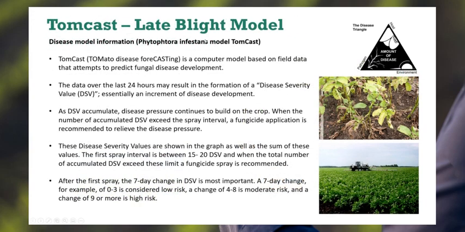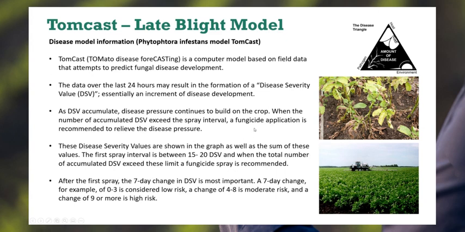So the Tomcast late blight model, one of the first developed, is a computer-based model to predict fungal disease development. It's driven off of data over a 24-hour period, and it results in what's referred to as a disease severity value, or a DSV. If the conditions are conducive, the DSV values will climb during a day, from nothing to as much as 4 in a day. So the DSV accumulates, the disease pressure continues to build on the crop, and when the accumulated DSV values exceed a spray interval, an application of fungicide is recommended to relieve the disease pressure.